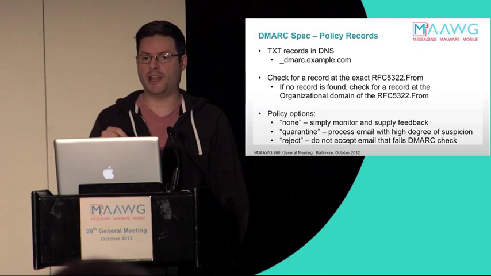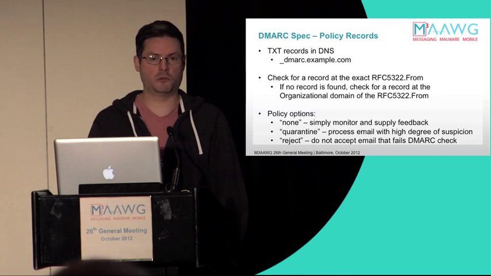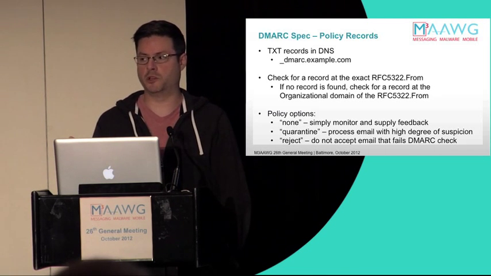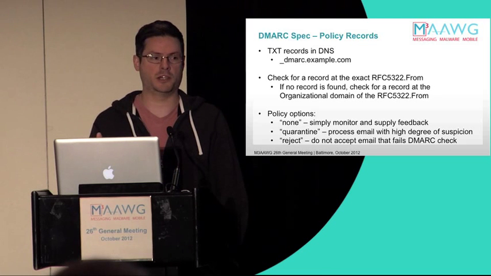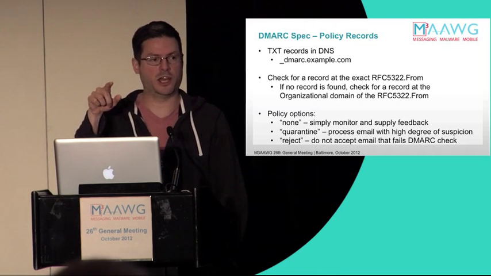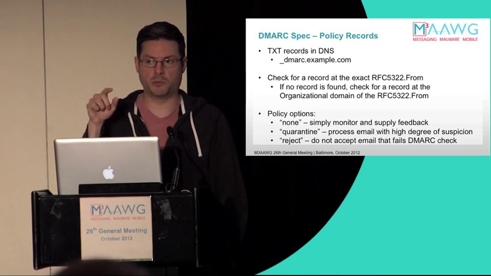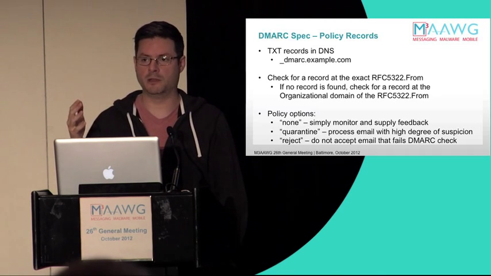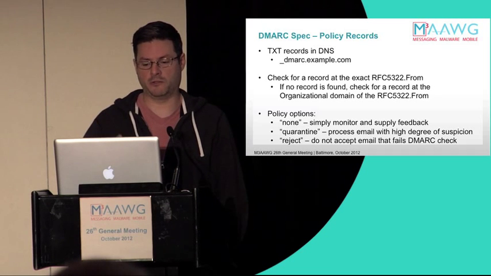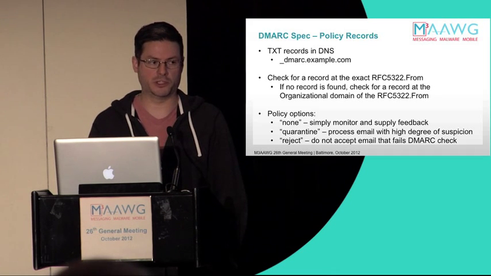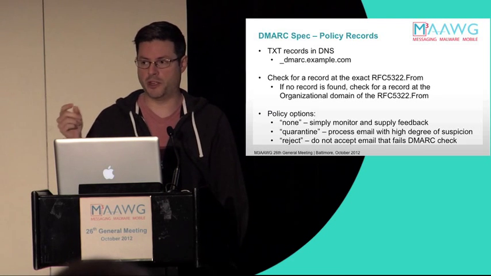Going back to the relationship of the organizational domain to the actual RFC 5322 From domain, in order to try to find a valid DMARC record, you start with the 5322 From domain like foo.example.com. And if you don't find one there, you skip all the way up to the top, which in our parlance is the organizational domain. That goes back to why we advocate the use of the public suffix list in lieu of having a heuristic way of doing it. You go up there and look.